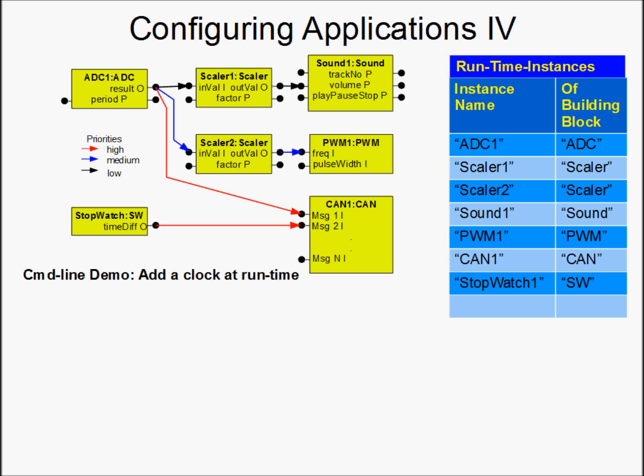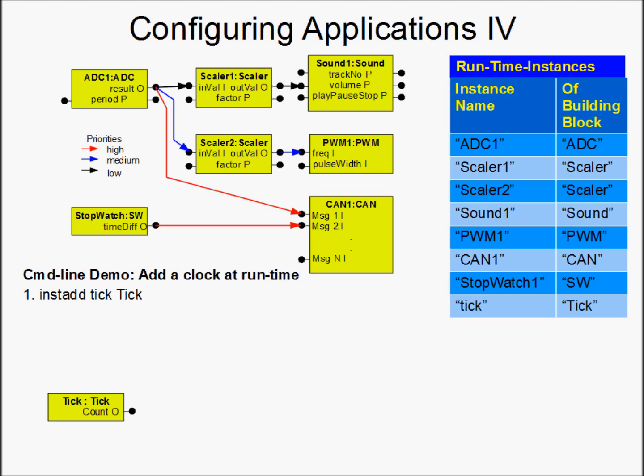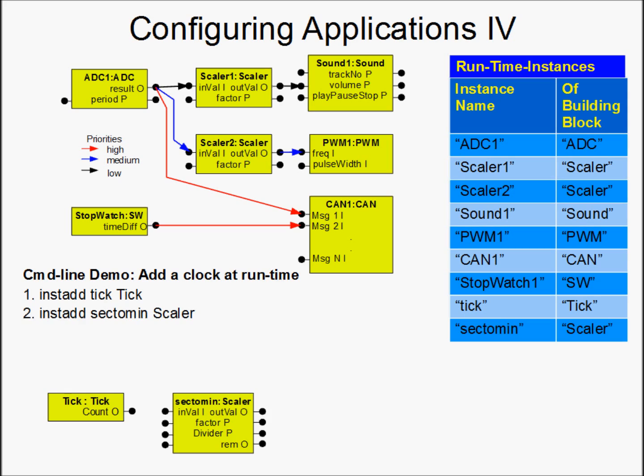Now I'm going to add a clock to this running system. The framework includes a command line interpreter. If I type inst tick tick, the instance lowercase tick of building block uppercase Tick gets added to the system. We see this as a new yellow block as well as an added entry to the table. The output of this instance is a second counter. To get minutes, I need a divider for which I use a generic scalar building block, and I name it sec to min to hint at its purpose, namely convert seconds to minutes. The command line for this is instead: inst sec to min scalar.